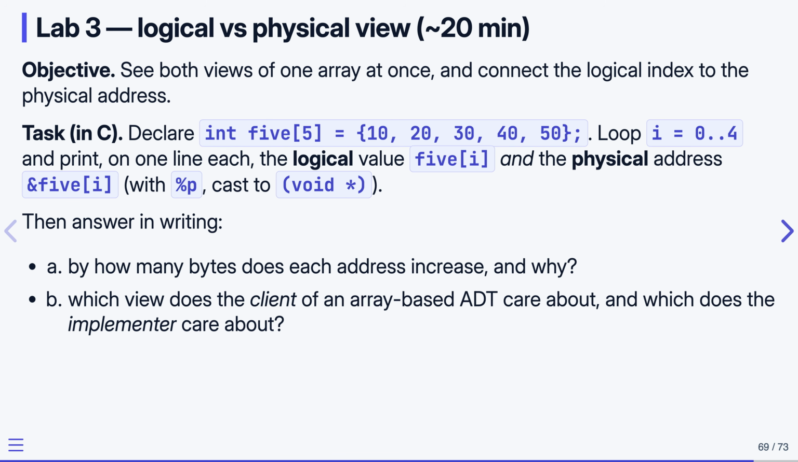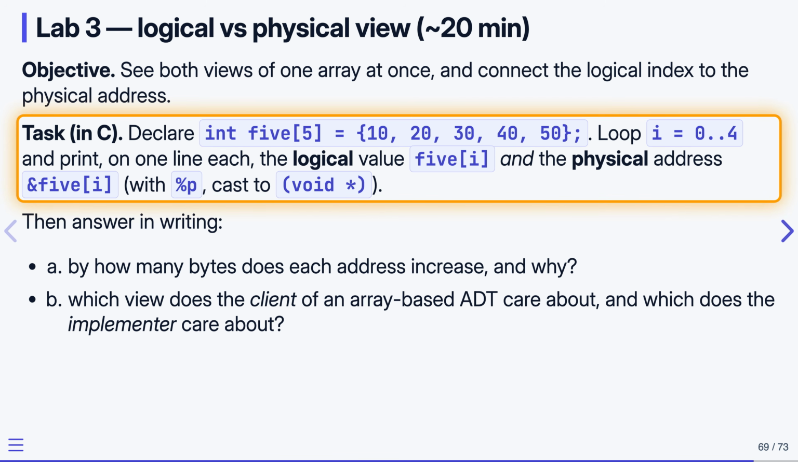This is Lab 3. The goal is to see both views of one array at the same time, and to link the logical index to the physical address. First, the code. Declare an array of 5 ints with the values 10, 20, 30, 40, 50. Loop over the indexes 0 to 4. On each line, print 2 things: the logical value at that index and the physical address of that slot using %p cast to void star.